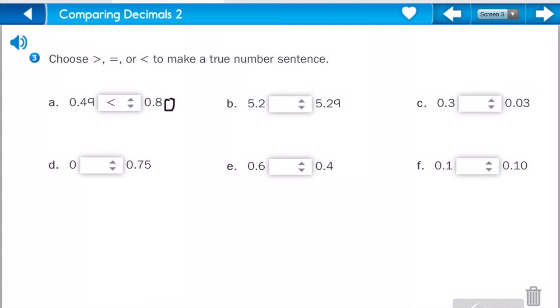Let's try the next one together. So, 5.2 or 5.29, which is bigger? So 5 and 2 hundredths or 5 and 29 hundredths? Yes, that's right. 5.2 is less than 5.29 because 5 and 20 hundredths is smaller than 5 and 29 hundredths. All right, I will leave the rest of them to do on your own.